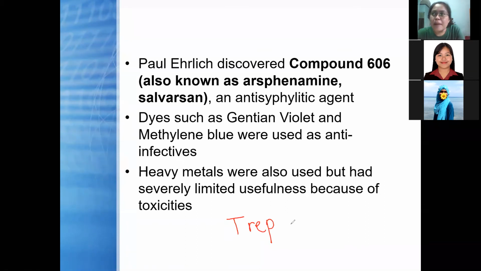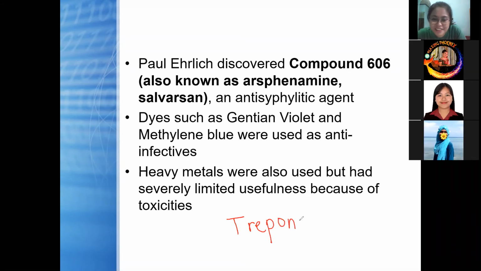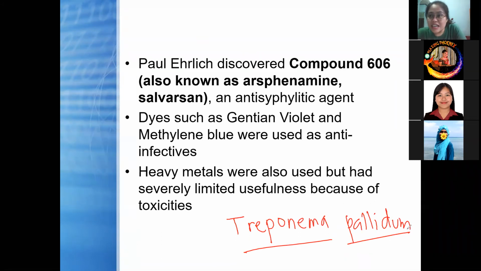Spirochete. It's a kind of bacteria whose shape is like a comma or a spiral, nagatuyok-tuyok. Spiral Treponema pallidum. So Treponema pallidum is a spirochete. This is the name of the bacteria that causes syphilis.